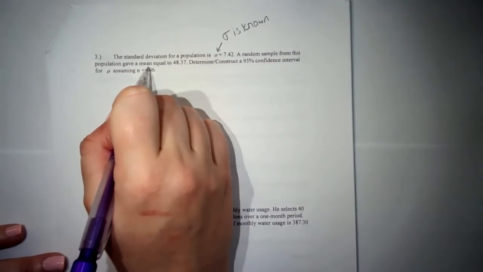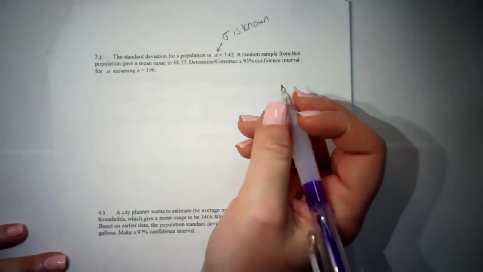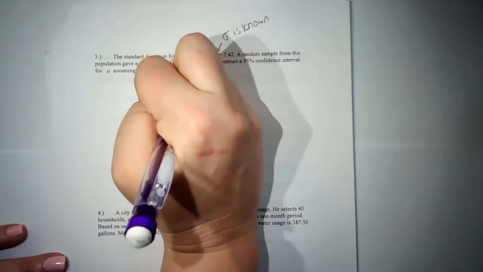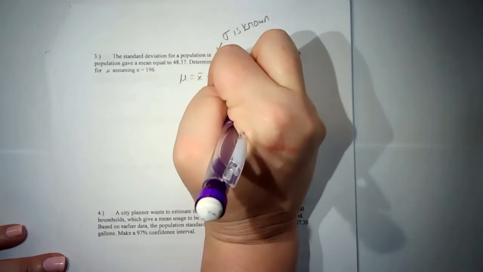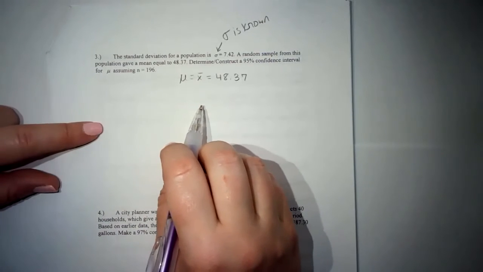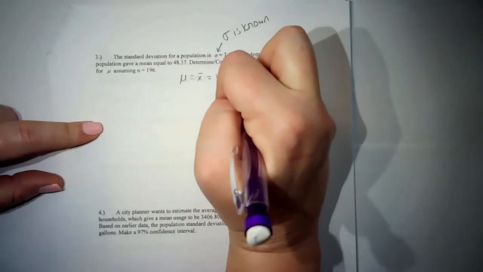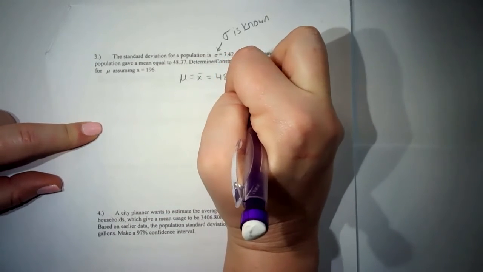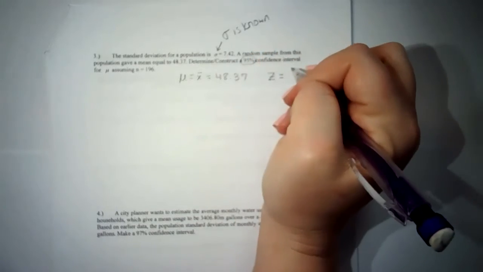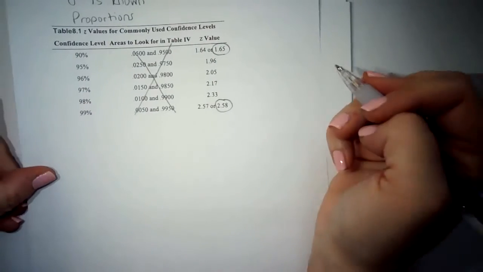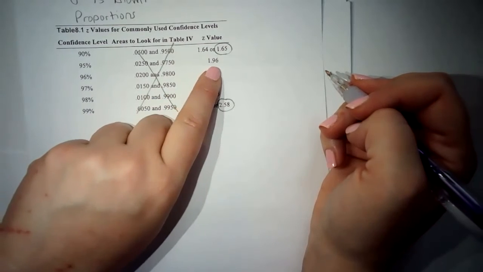Okay, a random sample from this population gave a mean equal to 48.37. Okay, that means our mu and our X bar, because they're going to be the same, is 48.37. Remember, that's what we're going to add and subtract the margin of error from. Okay. All right. Construct or determine, depends on what Wiley says, they're both the same thing, 95% confidence interval. All right, well, that's Z. So we're going to go to our little chart. Now 95 is going to change our Z value to 1.96.